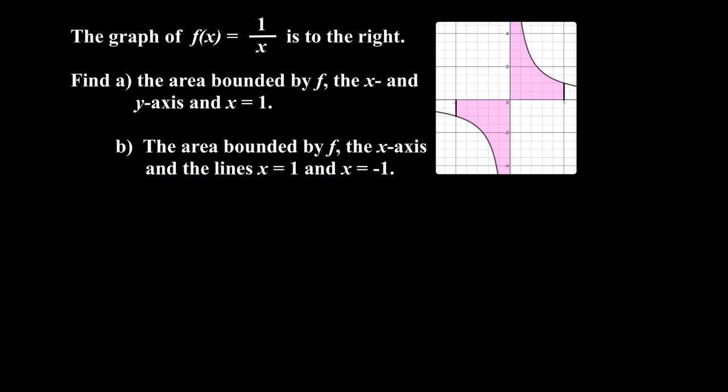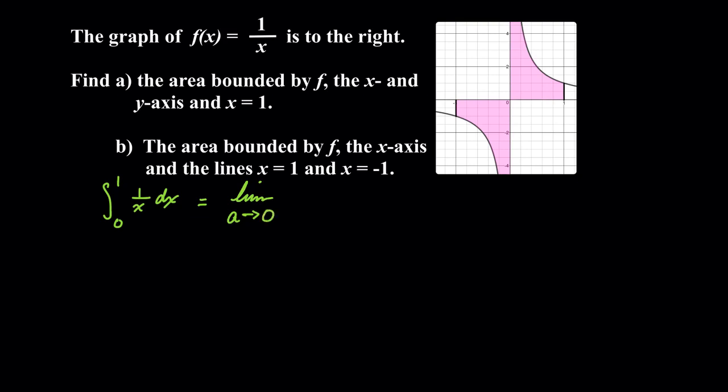I'm sorry, let me back up for a second. Let's just rewrite this as an integral first. So this would be the integral from 0 to 1 of 1 over x dx. Now, our integral is undefined at x equals 0 and we cannot evaluate this. And so what we want to look at then is replacing 0 with some letter and treating this as a limit problem.